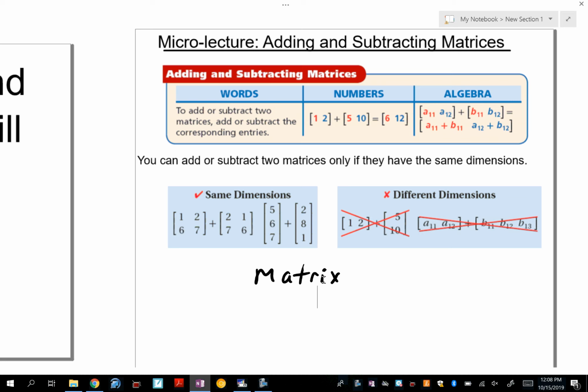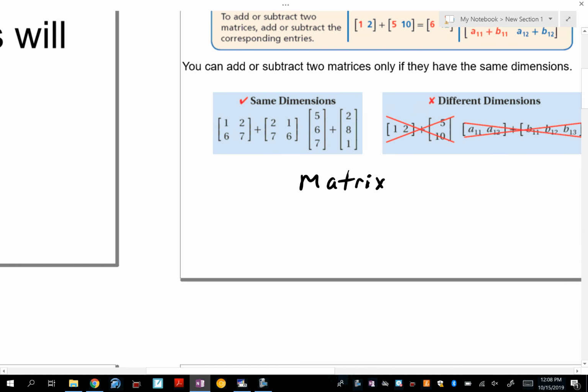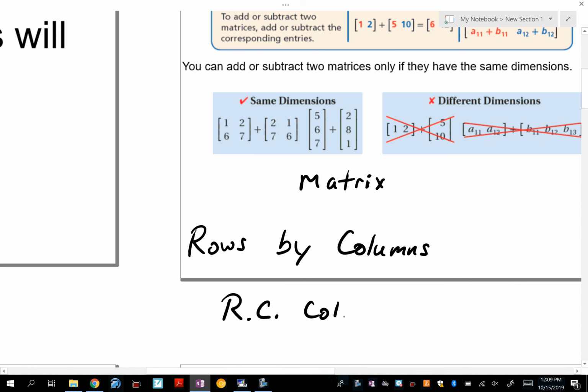So the key thing you need to take away from today is it's all about the dimensions. The way we do it for matrices is always rows by columns. If you're having trouble remembering this, think of your favorite cola drink, RC Cola. You don't actually have to like it. It's just rows by columns. That's a way to remember that it's rows first and then columns.